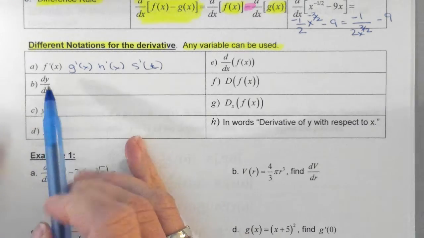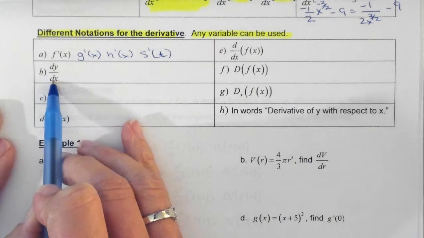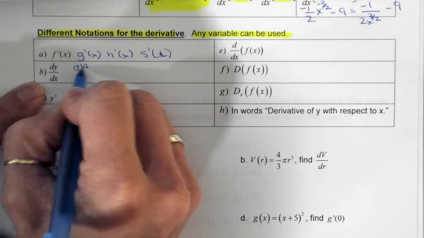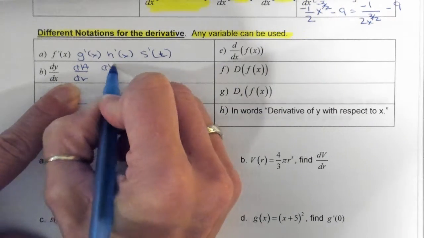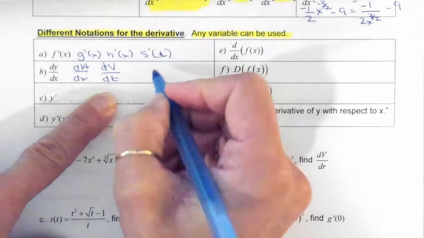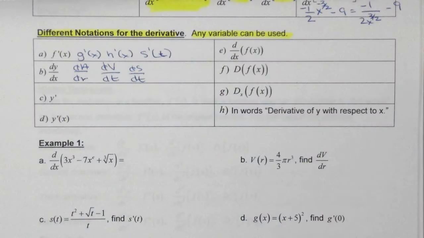Here you're writing it in the notation where you're saying the derivative of y with respect to x, or the derivative of the area with respect to the radius, the derivative of the volume with respect to time. Okay, the derivative of the position with respect to time. I mean, there's so many different ways that you could write this. You could take the derivative of x with respect to y, dx, dy. I mean, a ton.